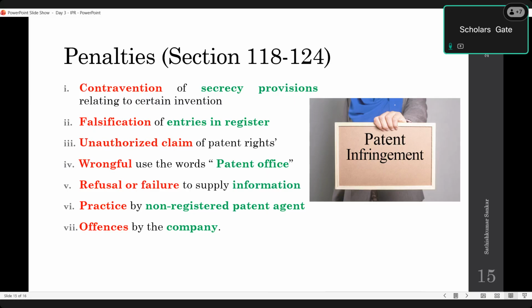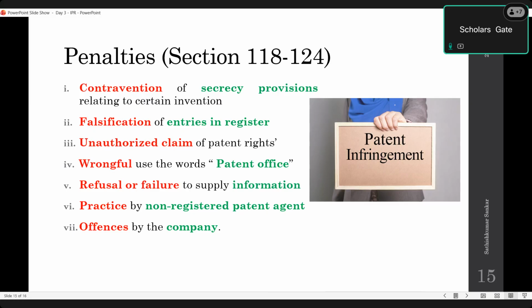And unauthorized claims of patent rights. The claims already exist, so if you claim the same claims without authorization, then under the Patent Act 1970 sections 118 to 124, a penalty will be imposed for that unauthorized claim.